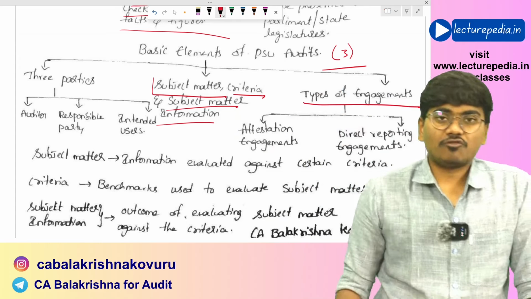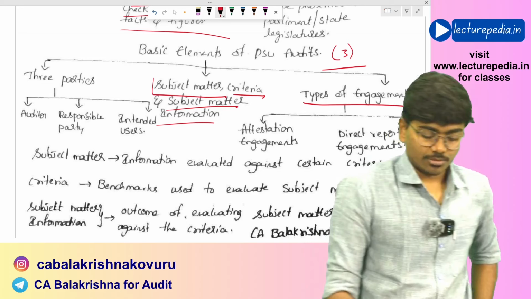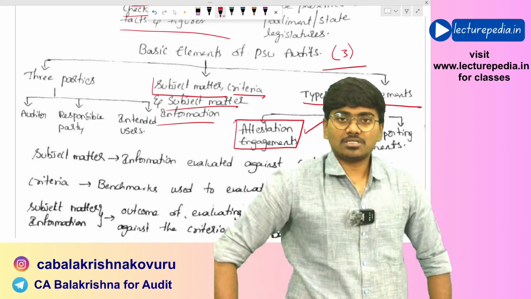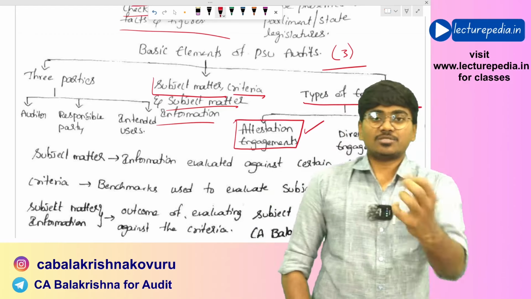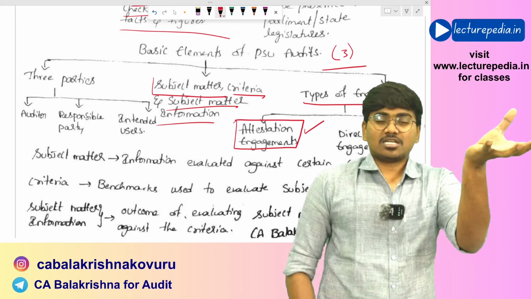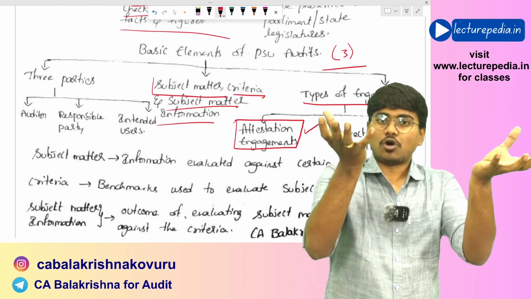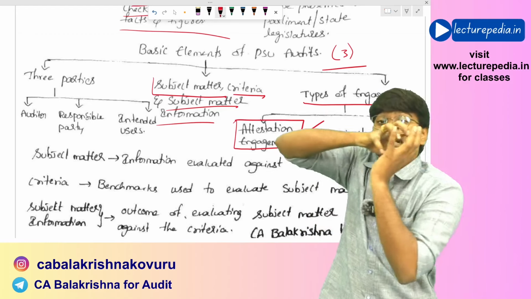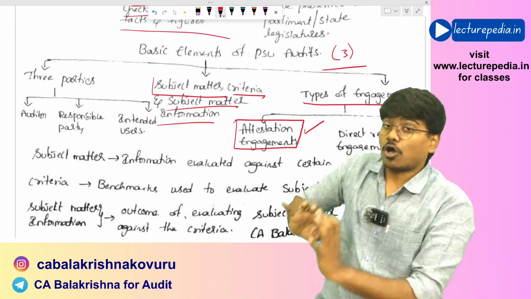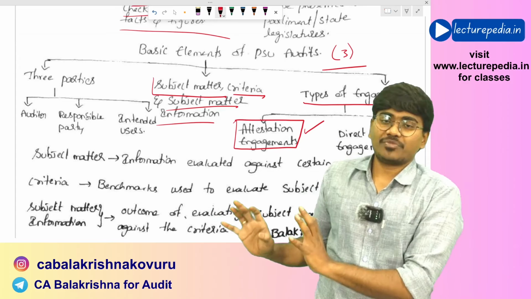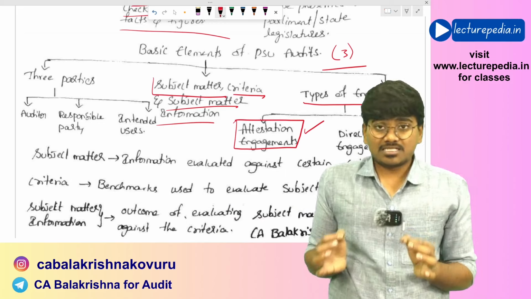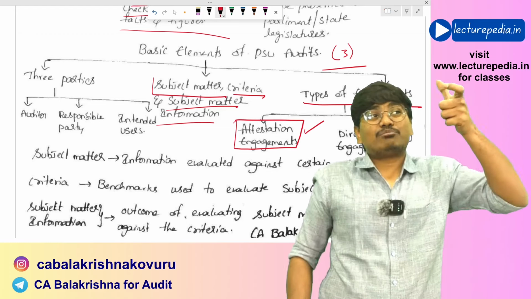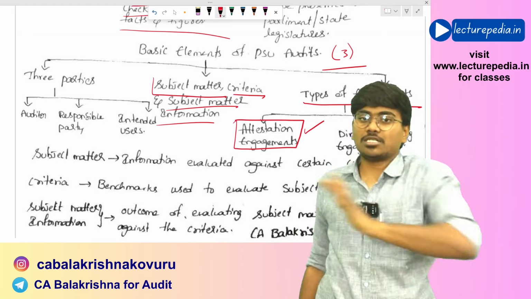Next, types of engagements. There are two types of engagements. First one is attestation engagement. In attestation engagement, management will prepare financial statements as per Indian accounting standards or accounting standards, and management will present subject matter information to the auditor. Now the auditor has to just verify the subject matter information. This type of audit is known as attestation function. In attestation function, subject matter information will be presented to the auditor.